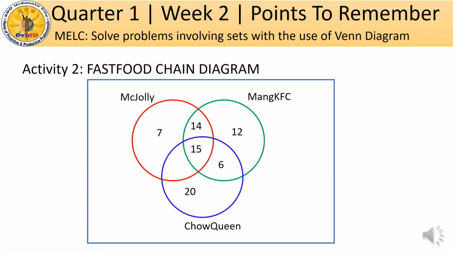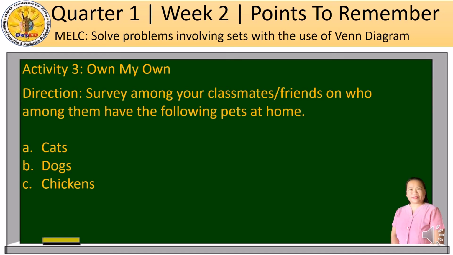And then for activity 3, on my own direction, survey among your classmates and friends who among them have the following pets at home. So yung mga pets na itatanong nyo sa friends niyo, you have cats, dogs, and chickens. Then after that, you're going to make a Venn diagram. So, ibig sabihin, yung Venn diagram din natin is 3 circles din yon, kasi we have 3 pets. You have cats, dogs, and chickens. Ilagay niyo doon kung ilan yung mga friends ninyo na may cats, dogs, and chickens.